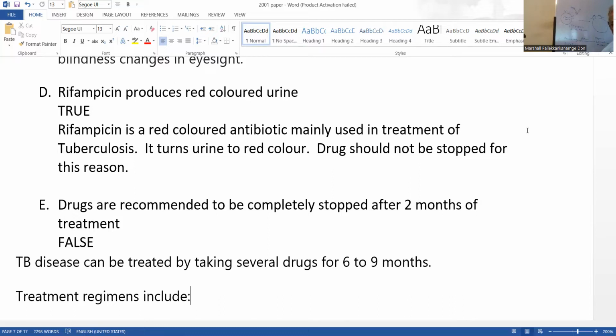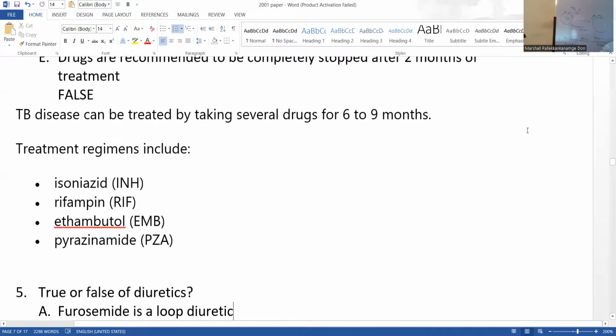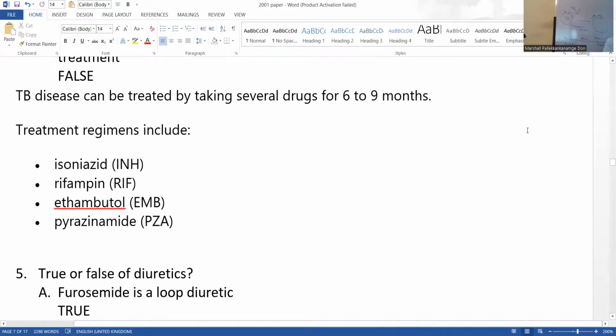Drugs are recommended to be completely stopped after 2 months treatment. That is false. They have to continue up to 9 months or 6 months. If the prognosis is very good, they can stop at 6 months. Otherwise, continue till 9 months. Treatment regimens include isoniazid. That is what I said. No, that's okay.